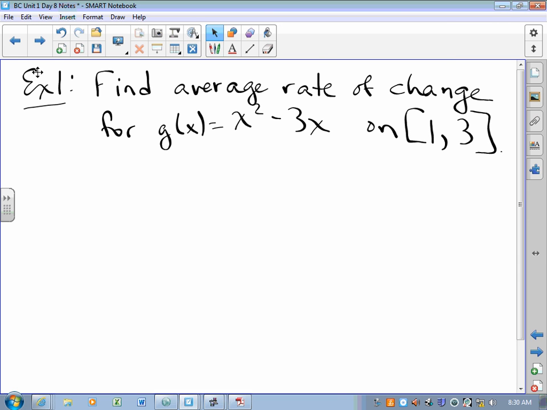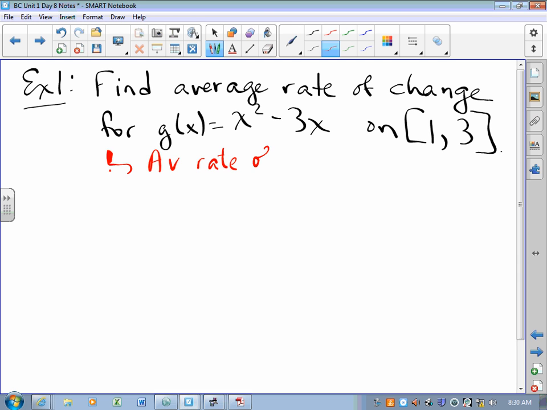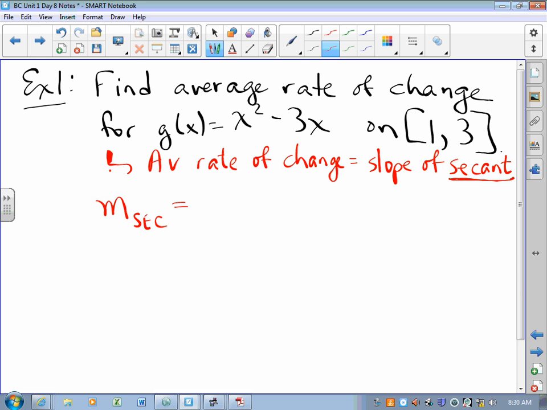So a reminder to us, side note, the average rate of change is the slope of a secant line. We figure out where the function is at 1, where the function is at 3, and we take a 9th grade slope. So the slope of the secant line is g of 3 minus g of 1 over 3 minus 1.